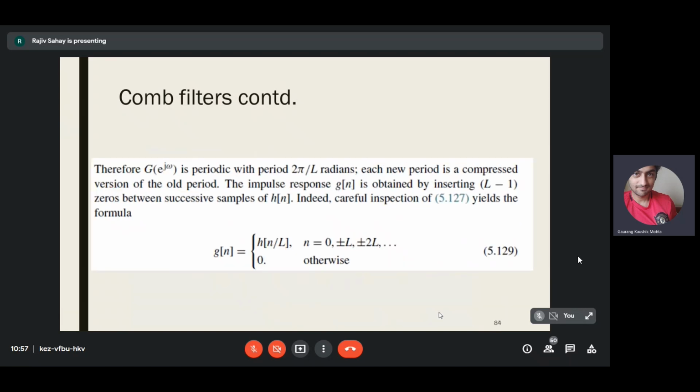Yes, sir. So G of e to the power j omega is periodic with period 2 pi by L radians. So each new period is a compressed version of the old period. And the corresponding impulse response g of n is an interpolated or dilated version of the original h of n. So you are introducing L zeros between consecutive samples of h of n. So you can see that it will turn out to be like this.